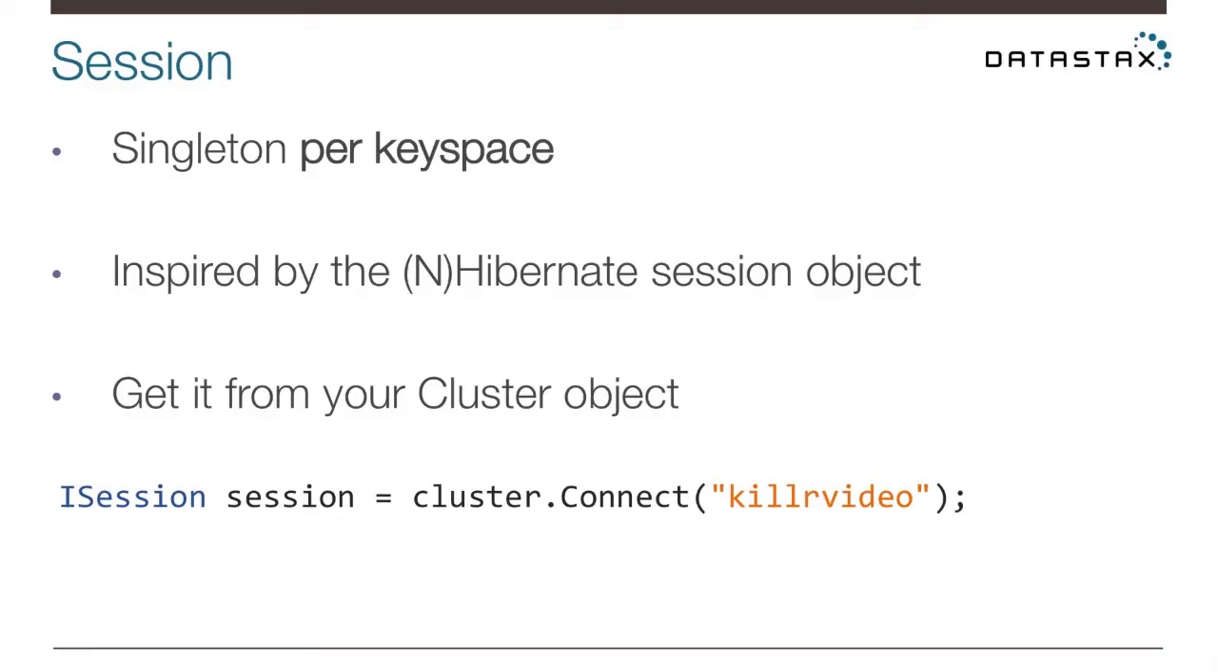So this will probably end up being a singleton object for you because you're only talking to a single key space. You get it from your cluster object. So you see the sample at the bottom. You just call cluster.connect and you tell it what the name of the key space is that you want to connect to, and you get back one of these session objects.